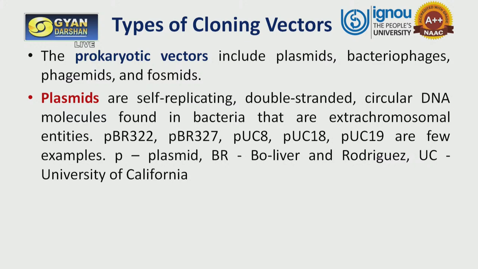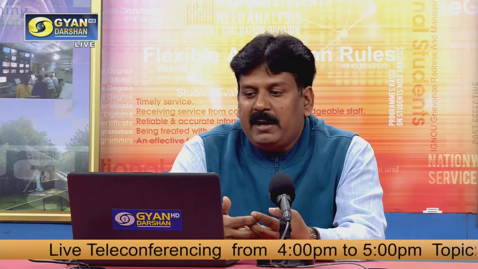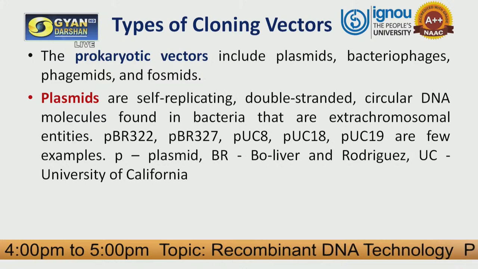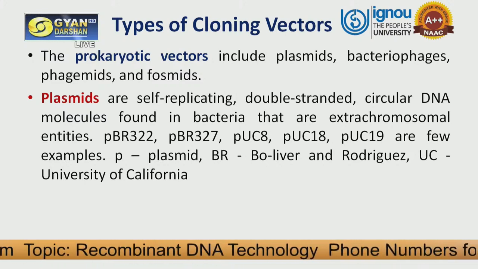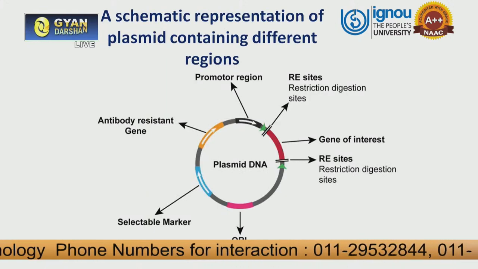So, the question comes: how do these vectors get their names? In this particular example of pBR322, the small p stands for plasmid, and BR stands for the researchers or scientists who actually developed it. In this case, it is Bolivar and Rodriguez. In pUC18 and pUC19, UC stands for University of California, where this vector was developed. So this is how the nomenclature of these vectors is done.